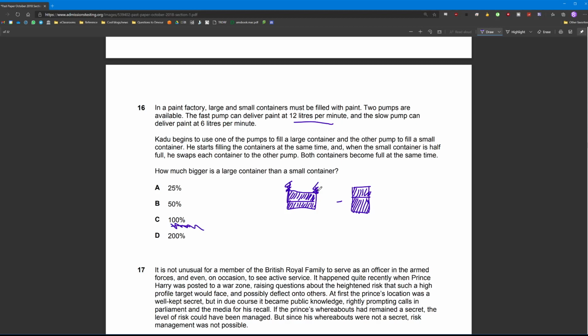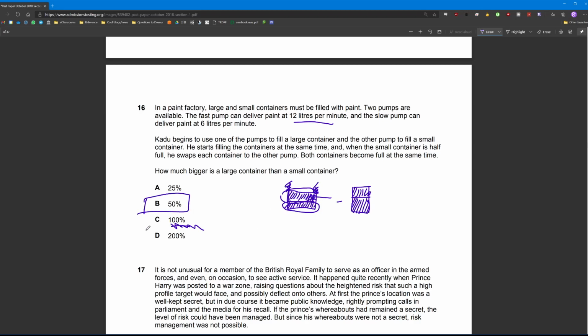halfway with the fast pump or the slow pump means that you'll get one of these two sections, either a whole volume of the small container or half a volume of the small container, respectively. And as you swap, the opposite becomes true, right? So in the end, you get the 50% larger container.